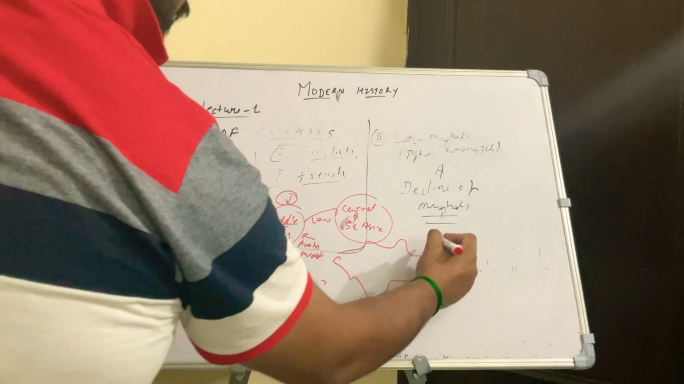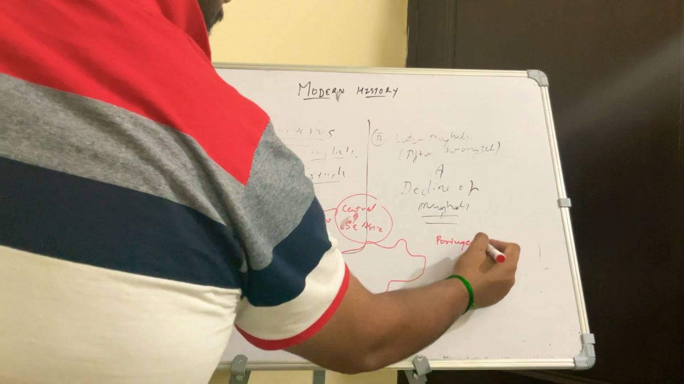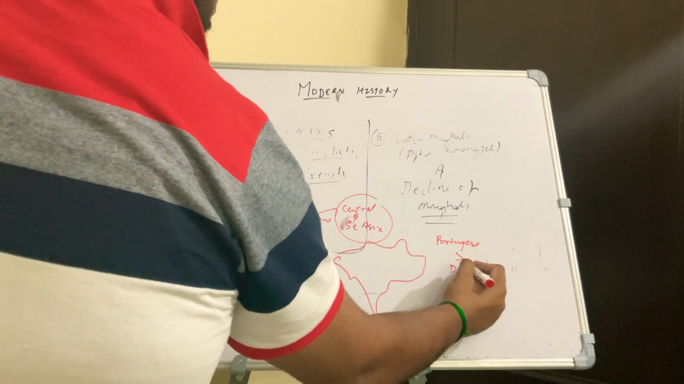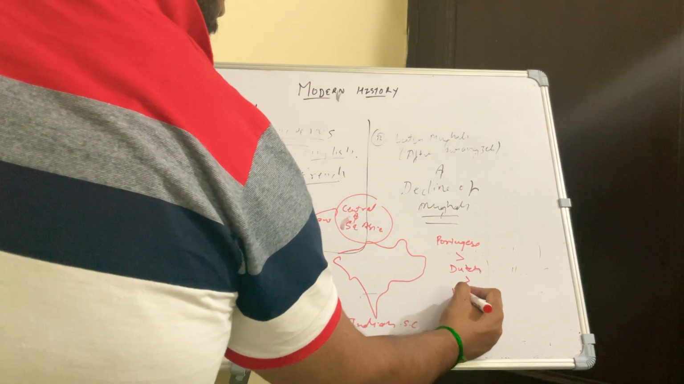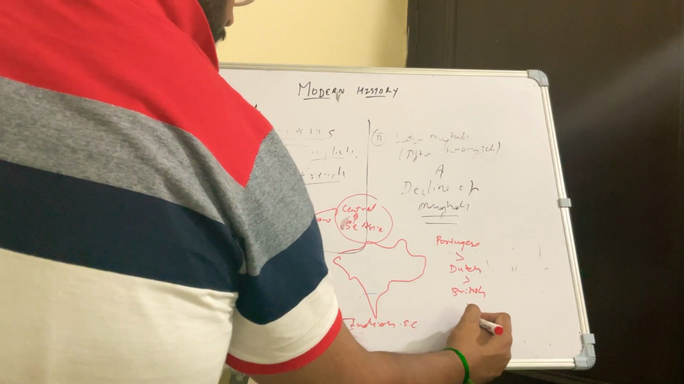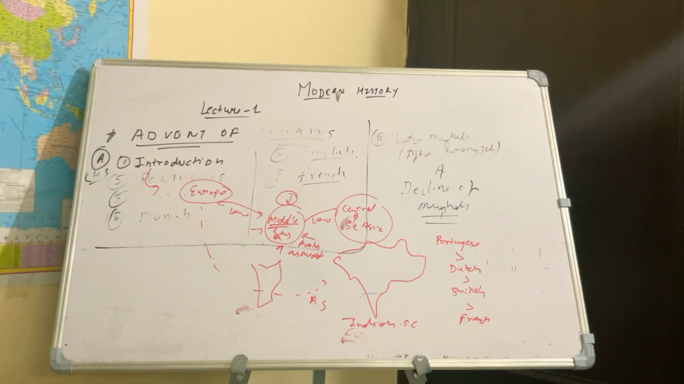So if I just write the chronology, you have Portuguese, then you have Dutch, British, and then French. I hope you are with me and you are able to understand what we are studying so far. So to begin with, we'll start with the Portuguese first.